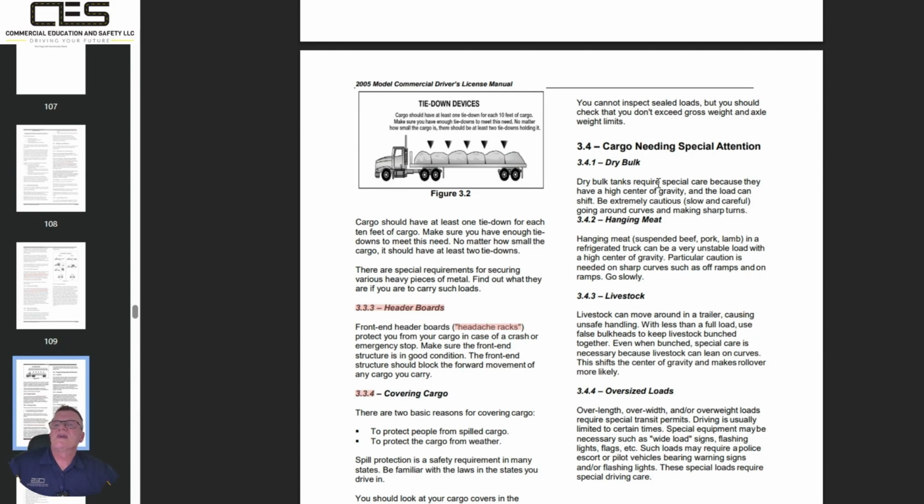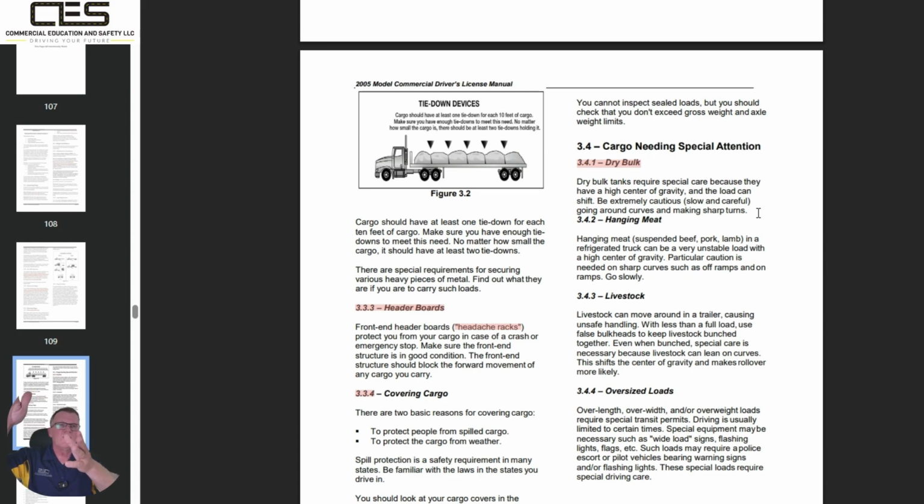Cargo needing special attention. 3.4.1, dry bulk. Dry bulk tanks require special care because they have a higher center of gravity. The load can shift. Be extremely cautious, slow and careful, going around curves and making sharp turns. So dry bulk. Let's say we've got grain in a dry bulk container. It kind of looks like a tank vehicle, but it's not liquid inside of it. It's dry grain. You make a left turn too quick, the weight shifts.